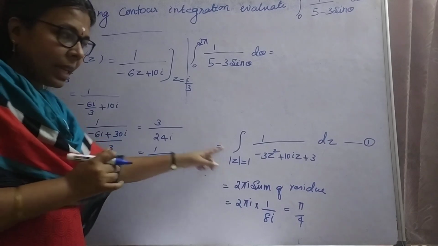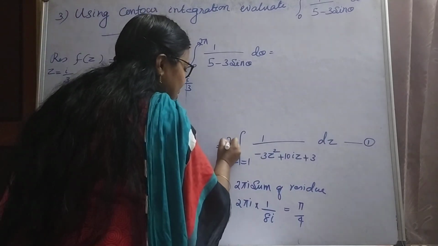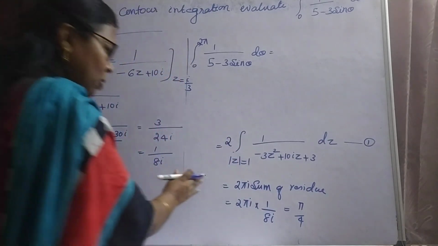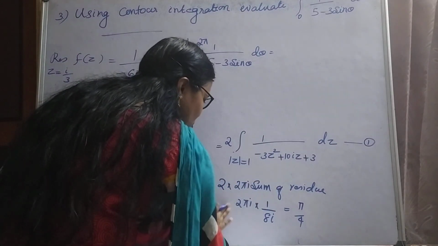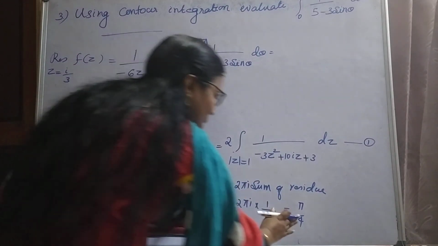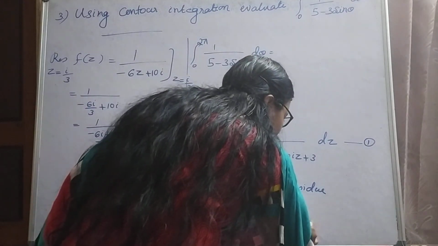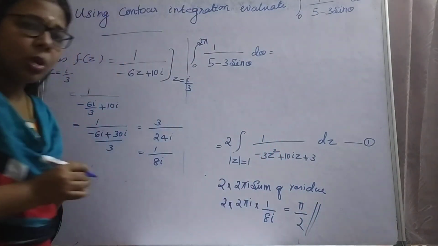Here in this integral, a 2 is outside. Therefore 2 into 2 pi i sum of the residue. Our answer is 5 by 2. Okay, thank you.